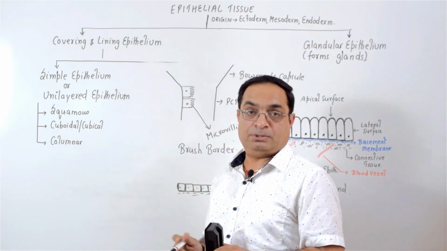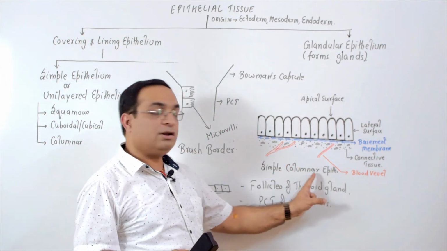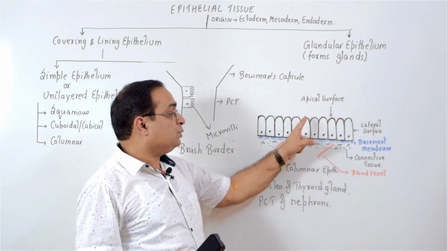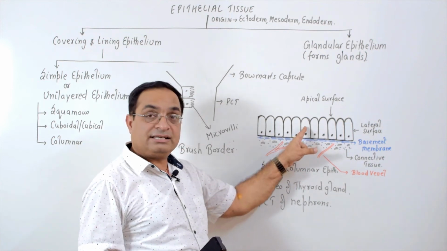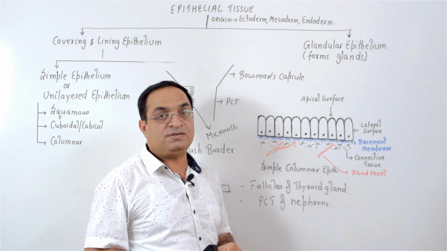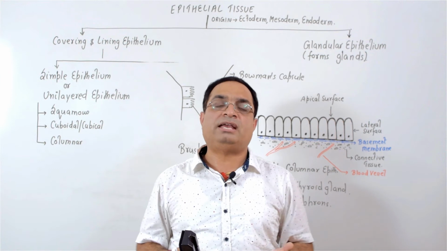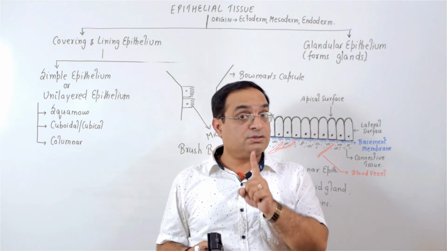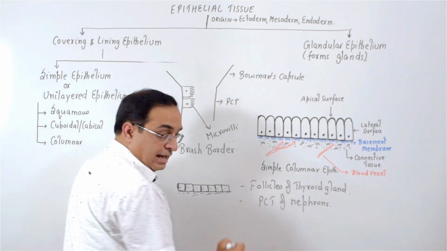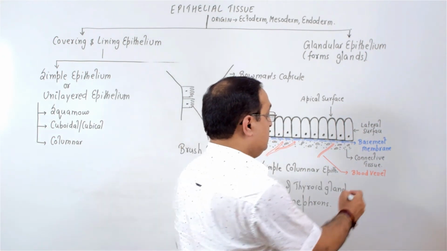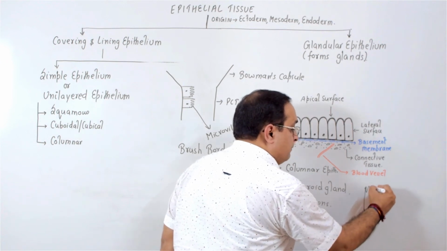Next is columnar epithelium, the tall column shaped cells. This diagram is of the simple columnar epithelial cells. As you can see, the nucleus is towards the basal surface. The nucleus is not in the center, it is towards the basal surface. Simple columnar epithelium is present in the lining of the alimentary canal, in your stomach. In the small intestine, the columnar epithelial cells have microvilli at their apical surface, as we can show here in this diagram. These are microvilli.